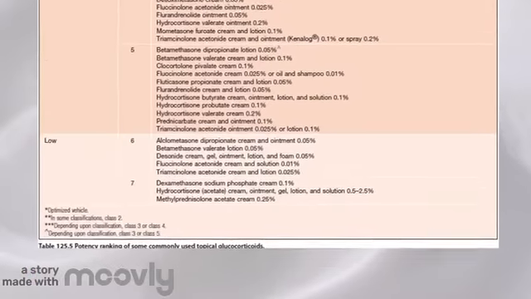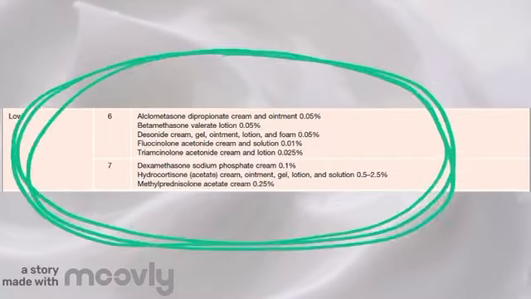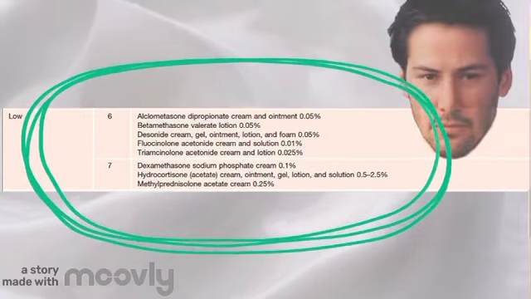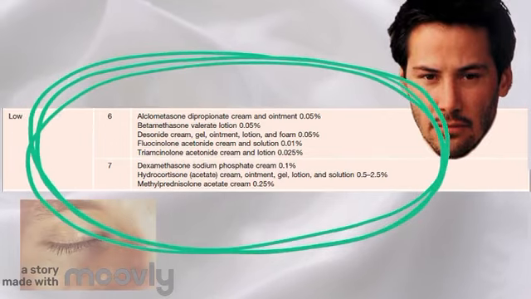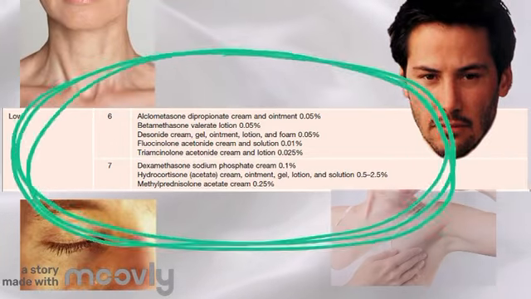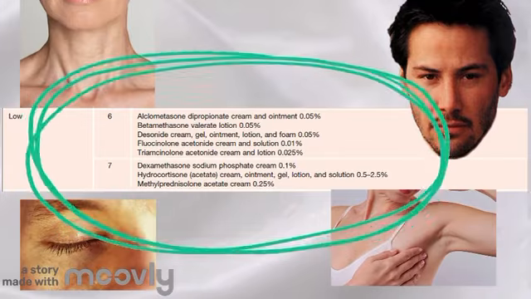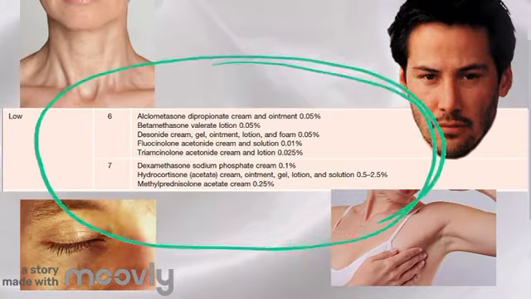Very low potency steroids, in groups 6 or 7, are given for areas with thinner skin, for example, the face, eyelids, neck, body folds such as armpits or gluteal cleft, or the genitals, although sometimes higher potency steroids can be used for a brief period such as a week.